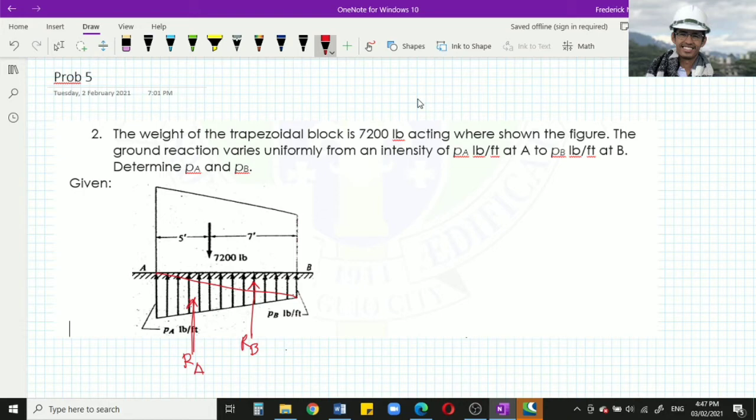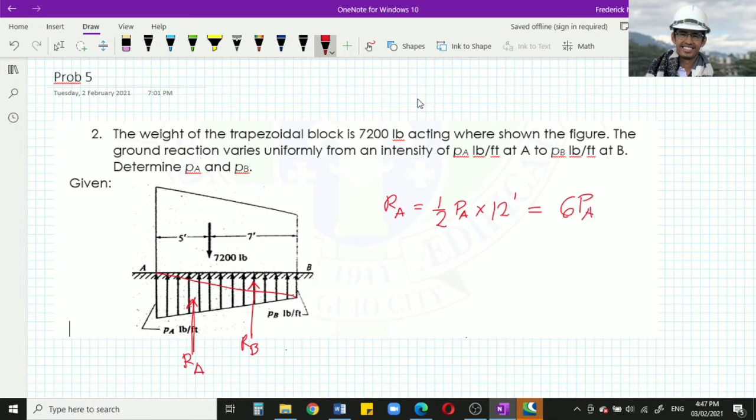Ngayon, pwede na nating makuha yung RA. Sabi natin yung RA is yung area lang nitong ating triangle. So, 1/2 base times height. So, RA is equal to 1/2. Yung base natin will be yung intensity niya dito, yung PA. So, that will be PA times yung length niya or yung height niya. Yung magiging height niya is 5 plus 7 feet. That will be 12 feet. So, RA will be equal to 6 PA.